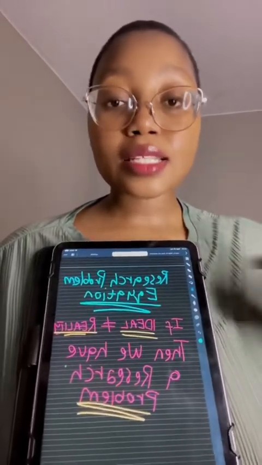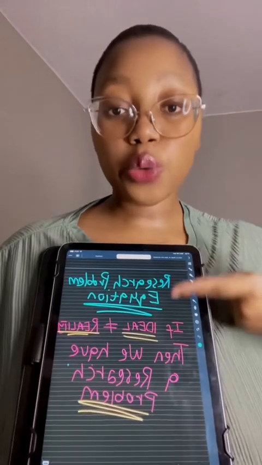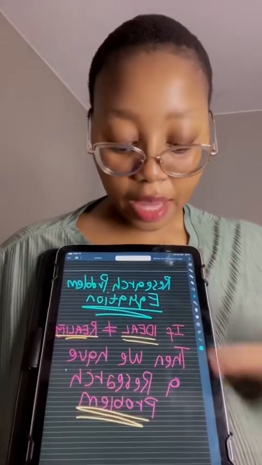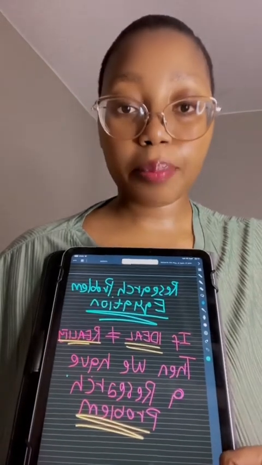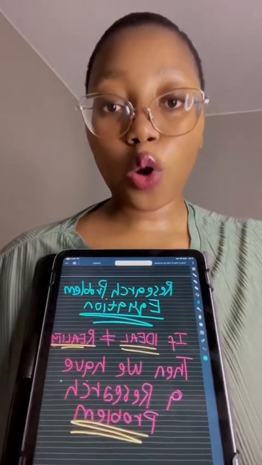You see, so that is how you are going to approach writing your research problem or problem statement. First, you tell us the ideal, then you tell us the reality, and then you tell us the problem that you are trying to solve, which is the gap.